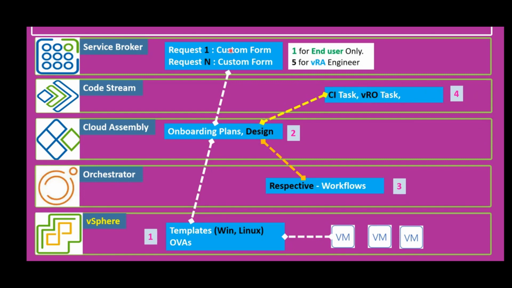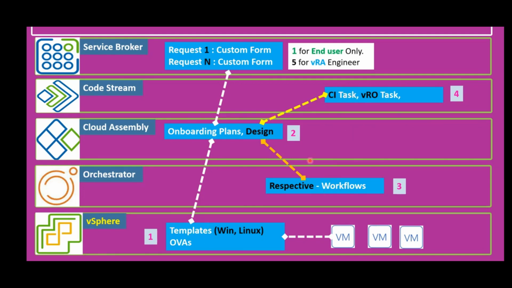Okay, a custom form will always trigger to Cloud Assembly only. It will look for a design, but the design must be updated with the respective code and also the respective vRealize Orchestrator workflow. As the first scenario, as a VMware vRA automation engineer, we have to update the vSphere environment with the latest templates. The second point is we need to be ready with onboarding plans. And the third point is we need to prepare the respective workflows and application delivery.